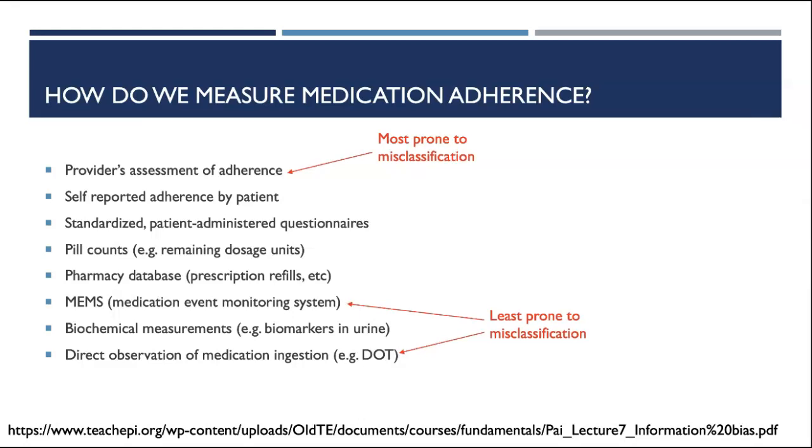So, for example, this slide provides a number of ways that we measure medication adherence. A provider's assessment of adherence is probably one of the most prone to misclassification, while there's others that are less prone to misclassification. So for example, direct observation of medication ingestion, where someone is actually being observed taking that medication, that's going to be a lot less prone to misclassifying people versus this provider's assessment of adherence.